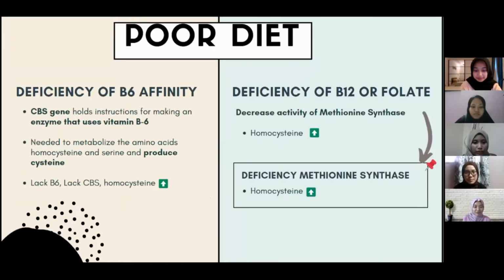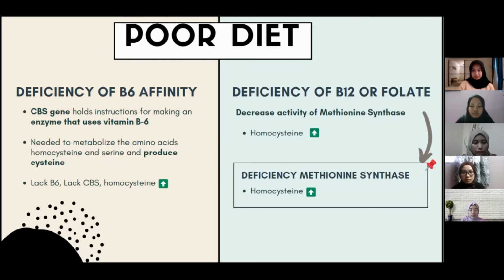Deficiency of several vitamins such as vitamin B6 and vitamin B12 can interrupt the metabolic pathway of homocysteine. Firstly, deficiency of vitamin B6 can inhibit the process of breaking down homocysteine into cysteine because this CBS enzyme requires vitamin B6 as a cofactor. Thus, with a lack of this vitamin, no breakdown reaction will occur. On a side note, lack of vitamin B12 or folate can affect the activity of methionine synthase, which also can lead to an excess amount of homocysteine in the body.